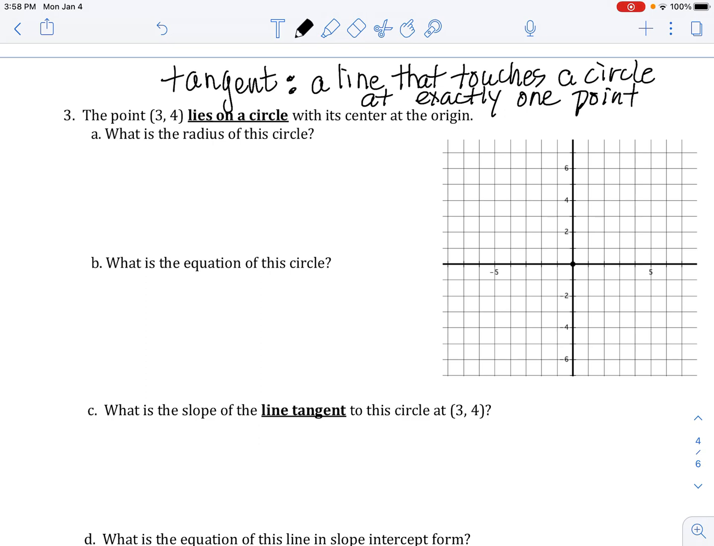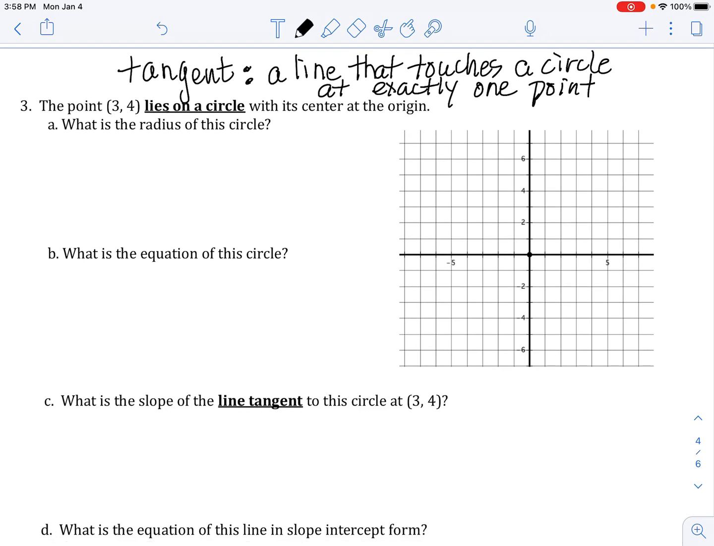So the point 3, 4 lies on a circle. All right, so I'm going to come over here and I'm going to plot 1, 2, 3, 1, 2, 3, 4. Center at the origin. What is the radius of this circle? So if I draw a segment, that is the radius of that circle. So this is the center, right? And this is any point x, y on the circle. So to determine that radius, we need to find the length of the segment.